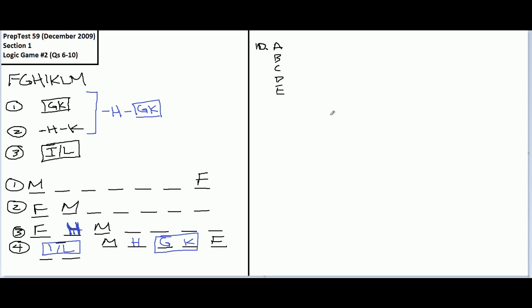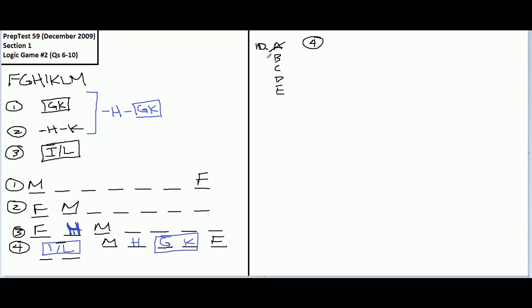So answer choice A says that if F is 7th, H is 2nd. Well, does that have to be true? No, not really. See here in the 4th possibility, F is 7th, but H is definitely not 2nd. And so we can eliminate answer choice A because the two worlds are not equivalent. And here I'm just going to make a note that the 4th possibility eliminates this choice.